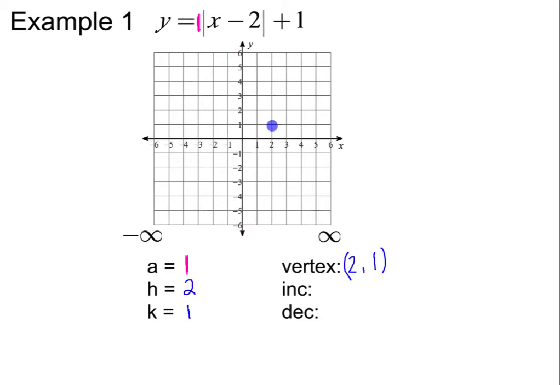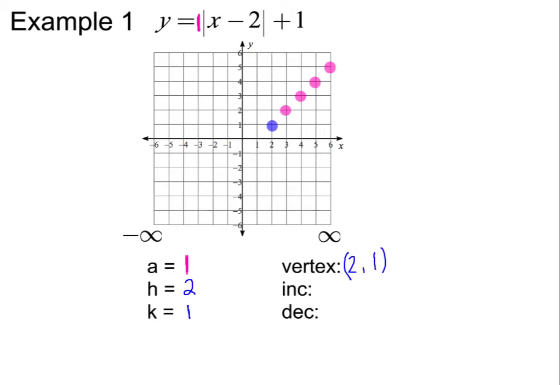Now the next thing that I'm going to do is go back to my A value. My A value is 1. Since that is positive, that's going to tell me that my absolute value function is going to open up with a slope of 1. So I'm going to start at the vertex and go up 1 over 1 to the right. Up 1 over 1 again, and again, and again. Now that's the right-hand side.